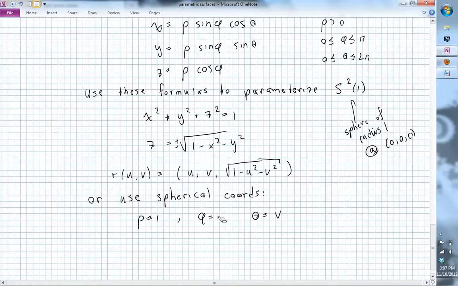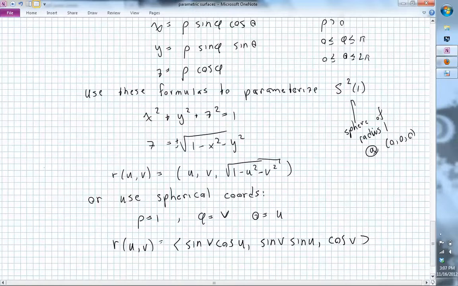I'm going to switch this around, actually. V and U. Or use spherical coordinates and let phi be V and let theta be U. And we can write R of U and V as follows: sine V cosine U, sine V sine U, cosine V. And now with a single formula, with a single expression, we get the whole sphere.